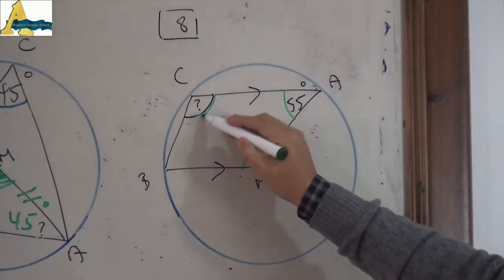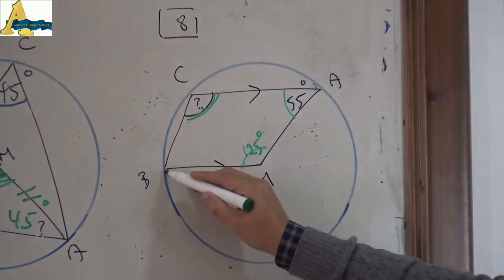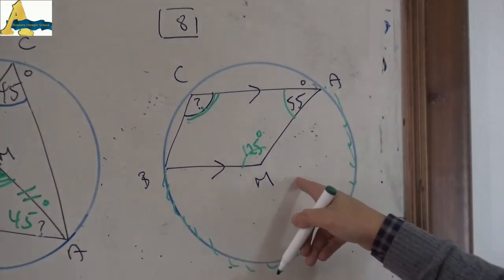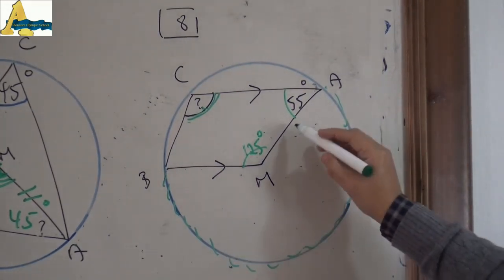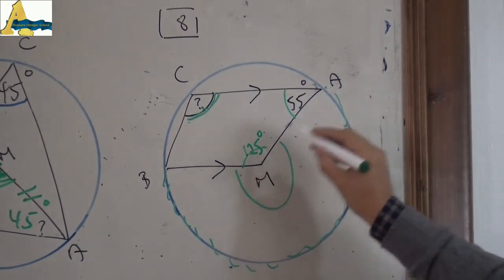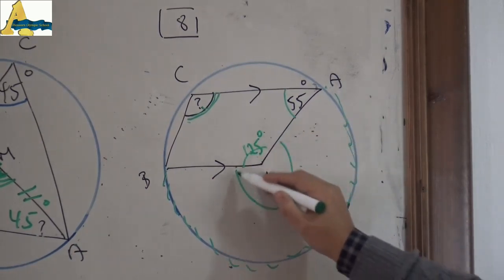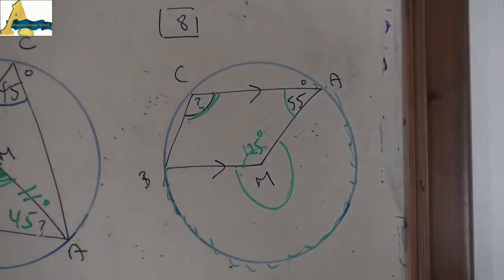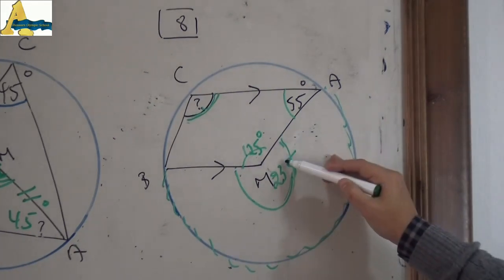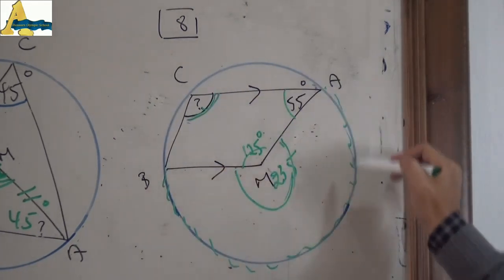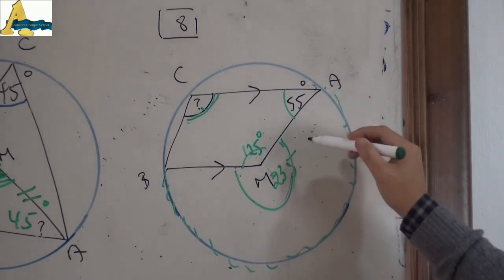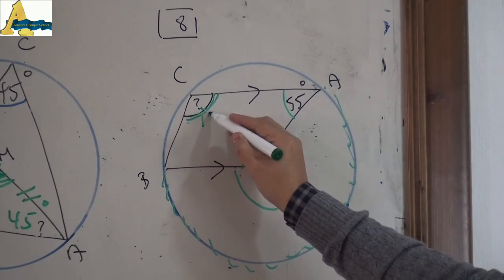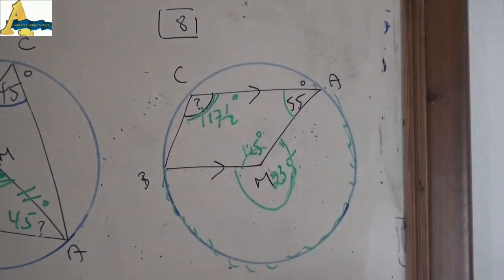This inscribed angle, which arc subtends it? The arc AB. What is the central angle subtended by the same arc? Reflex AMB. How to find the reflex of angle AMB? 360 minus 125, which equals 235. So the measure of angle ACB is half the measure of angle 235, which equals 117.5 degrees.